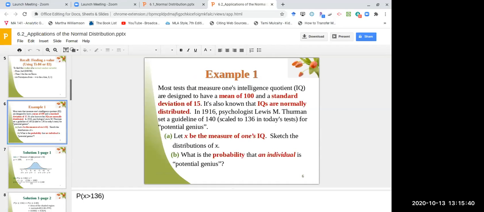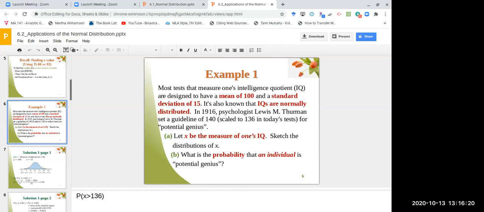So notice here, it says most tests that measure one's intelligence quotient, IQ, are designed to have a mean of 100 and a standard deviation of 15. It is also known that IQs are normally distributed. In 1916, psychologist Louis M. Thurman set a guideline of 140 scaled to 136 in today's tests for potential genius. Let X be the measure of one's IQ. Sketch the distribution of X, and what is the probability that an individual is a potential genius?